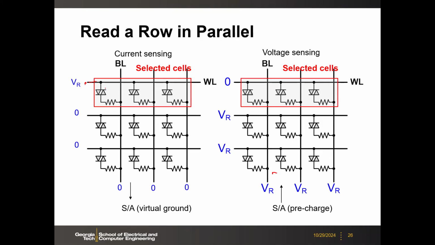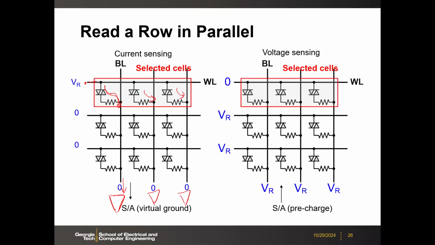So this will generate the current to the bit line. And then this current will sink to the sense amplifier, which will have some current input stage, could be virtual ground. Depending on the current, you can sense whether this resistance is high or low. Then you can detect the 1 and 0, right? So you can do this in parallel, okay? Current will flow this way.